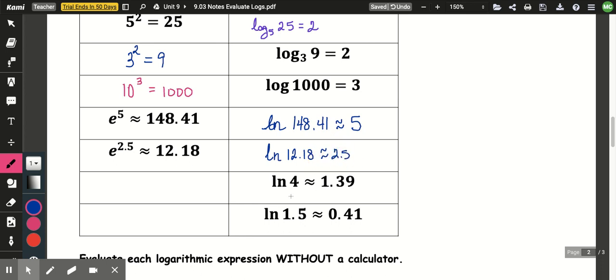There we go. Okay, now we'll go backwards. So now we're going to have the natural logarithmic equation, and we're going to rewrite it in its exponential form. So natural log of 4 is approximately equal to 1.39. To rewrite it in its exponential form, we'll start with the base, which since it is a natural logarithm, that's a base e, to the power 1.39.